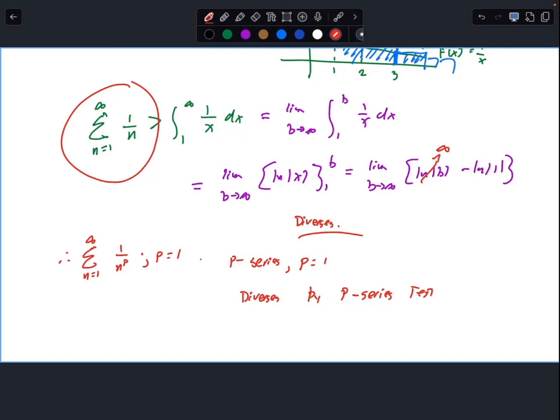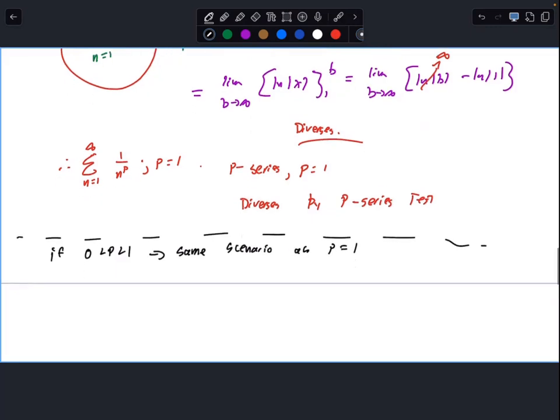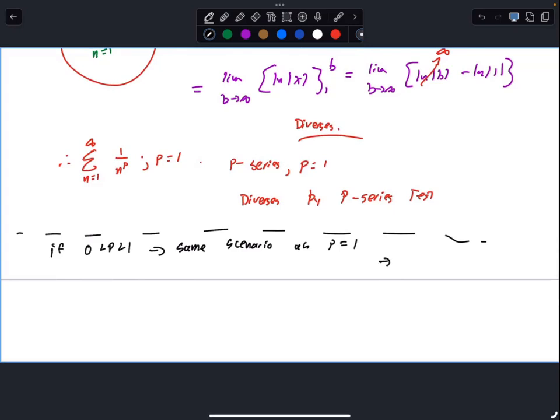But you can just identify it: as long as p is greater than 1, it converges by the p-series test. Less than or equal to 1 diverges. So I just have to prove real quick, and I'm going to do a really quick one. I'm not going to get too much into it. If 0 is less than p is less than 1, we just get the same scenario as p equals 1, and therefore it would also diverge.